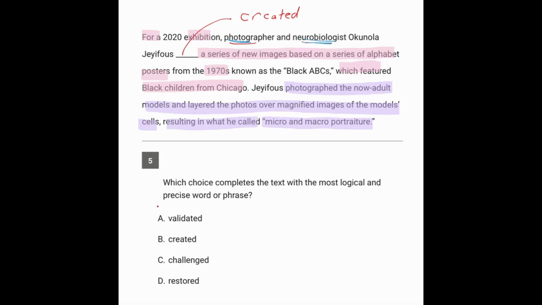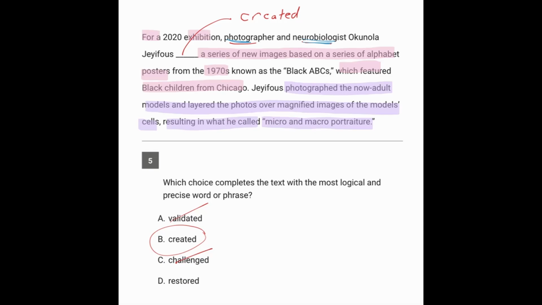A says validated. To validate something is to prove how true it is, which is different than simply creating. B, created. Speak of the devil. So far, we have 3 times where the word we created on our own exactly matched the answer choices. C, challenged. To challenge someone or something is different than creating or authoring something. And D, restore. Restoring is taking something old and making it seem like new again.